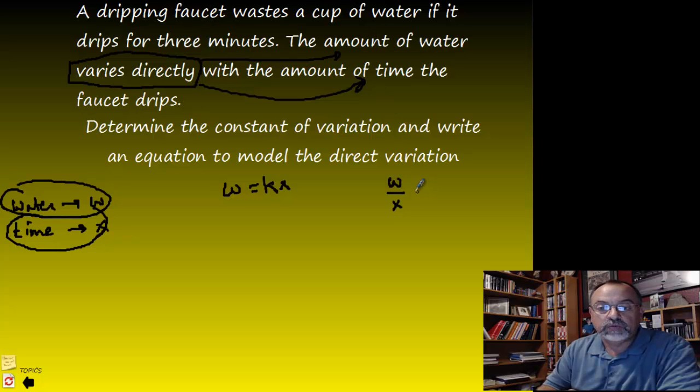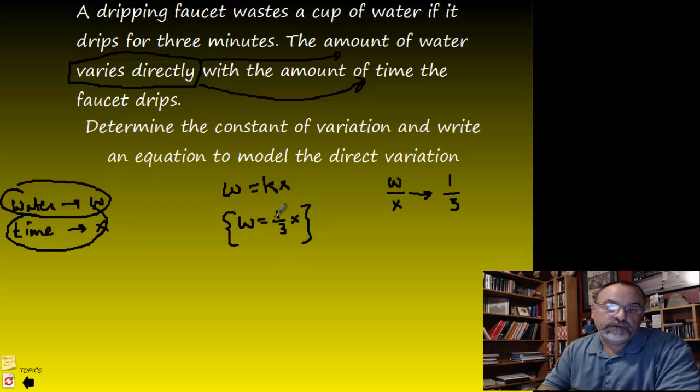A cup, that's 1 cup. So 1 cup of water if it drips for, and here's 3 minutes. Well, there's my time, 3. Now in this case then, my k is 1/3. So my model is going to be W equals my k, which I now know is 1/3, x. There's my model based upon this problem.